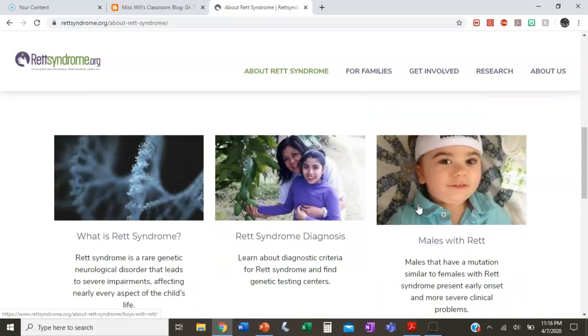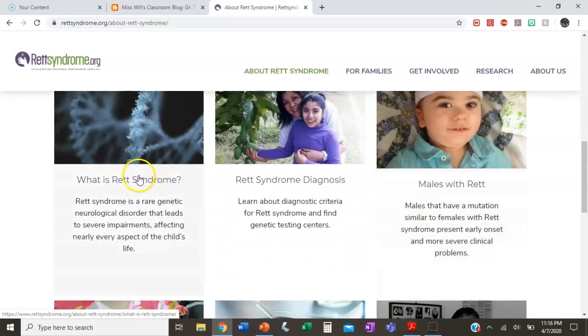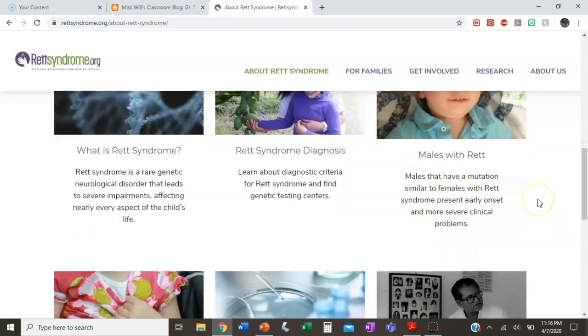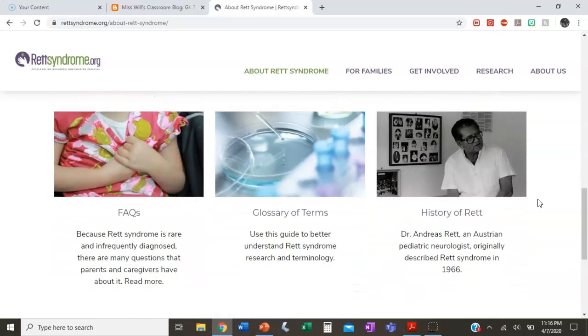Also information that you could use. What is Rett syndrome? You could click on that and find out more about what it is. Diagnosis is one of the things that you need to know about. How it affects different populations is one of the things you need to know about. So here we see it affects the population of males in a different way.